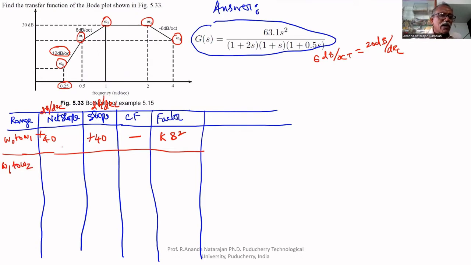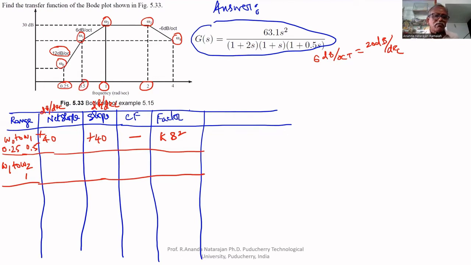Omega naught is given as 0.25, and omega 1 is given as 0.5. Omega 2 is given as 1. Omega 3 is given as 2. So omega 1 is 0.5, omega 2 is 1, omega 3 is 2. So what is the slope?